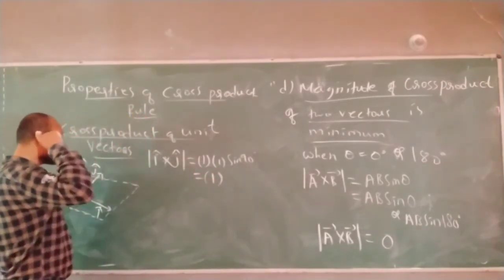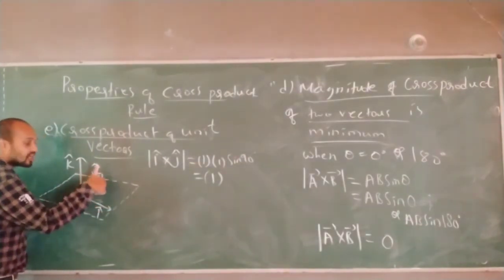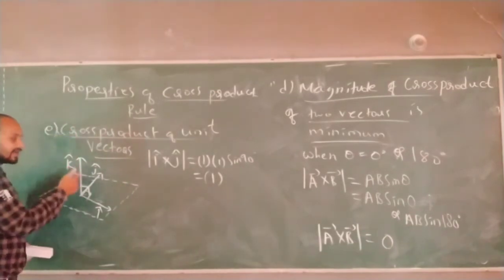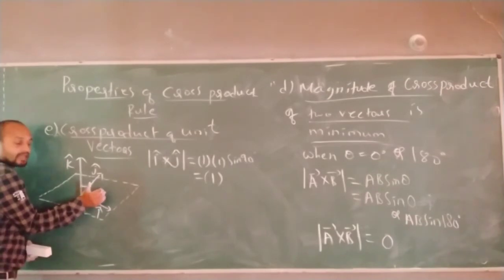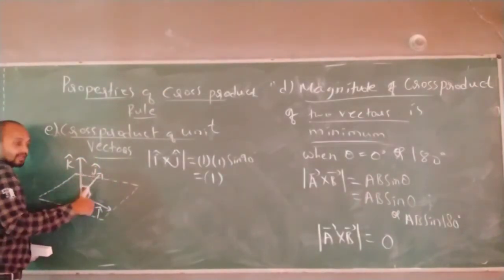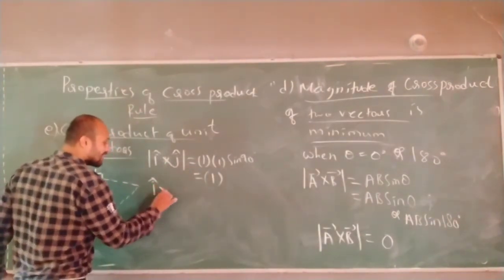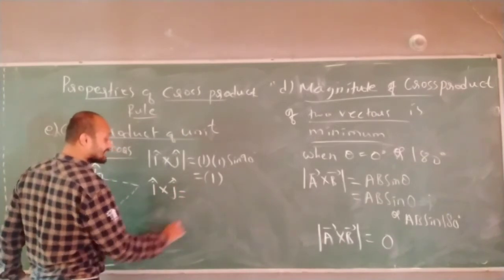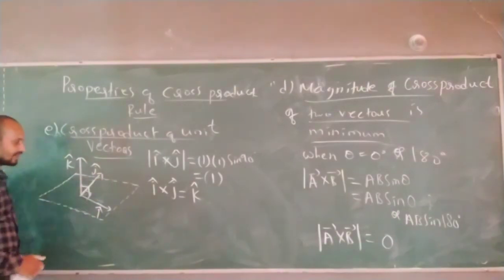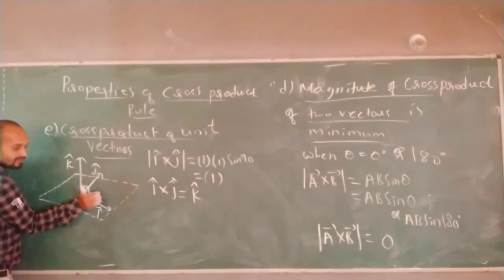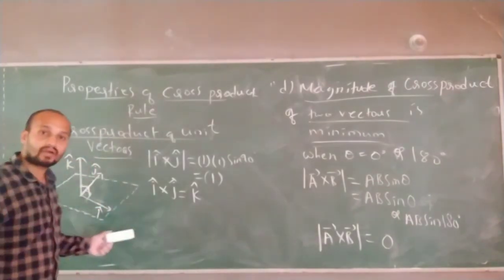That is the magnitude. If I want to find the direction, i cross j will become k. Look at the thumb. The thumb is upward. So always i cross j, its direction will be along k cap. The direction will be upward.